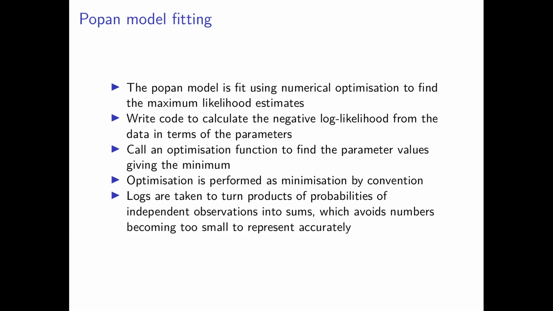And then we use logs because the likelihood is expressed as a product of lots of independent probabilities. And that product will get very, very small. So it's impossible to represent such a small number accurately in a computer. So we take logs, and that turns the products into sums and avoids that problem.